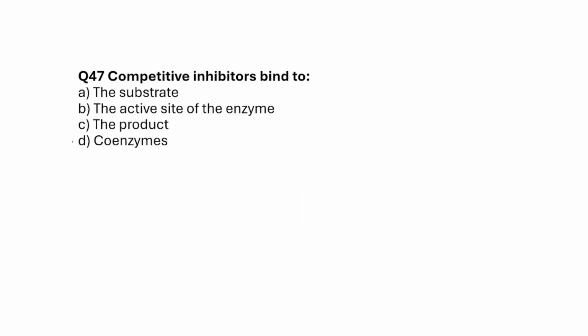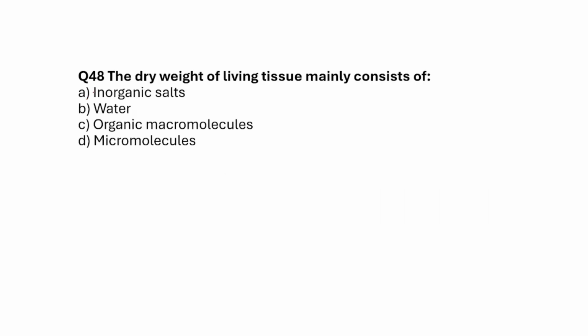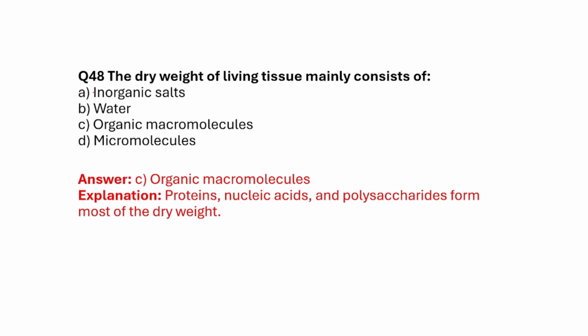Competitive inhibitors bind to the substrate, the active site of the enzyme, product, or coenzymes? Competitive inhibitors compete with the substrate to bind to the active site of the enzyme. The dry weight of living tissue mainly consists of inorganic salts, water, organic macromolecules, micromolecules. So dry weight consists of organic macromolecules like proteins, nucleic acids, polysaccharides. These three biomolecules compose most of the dry weight.